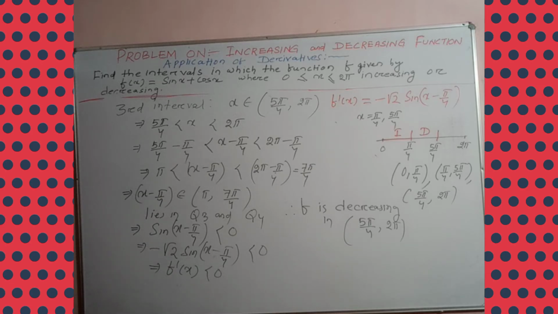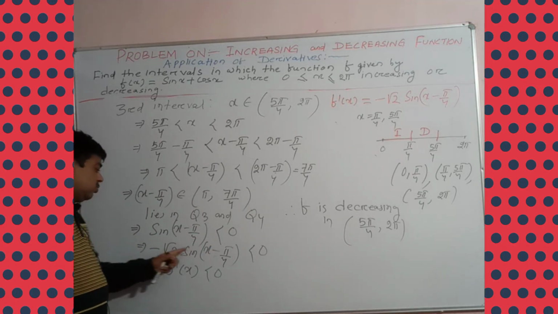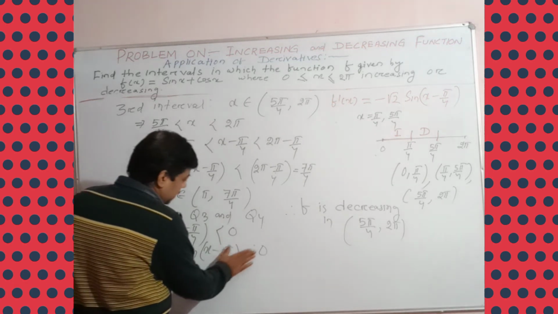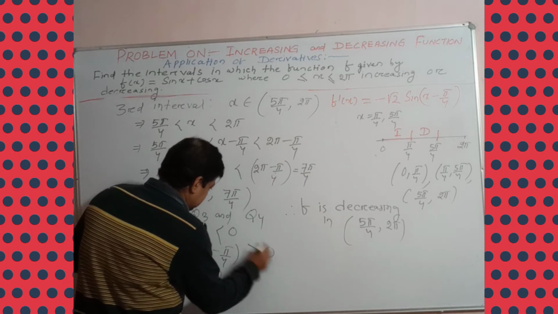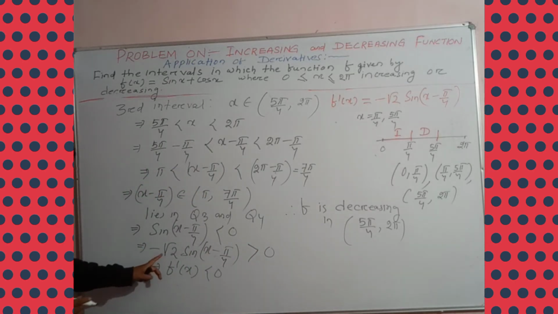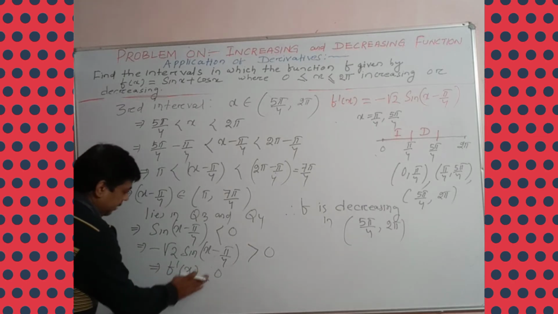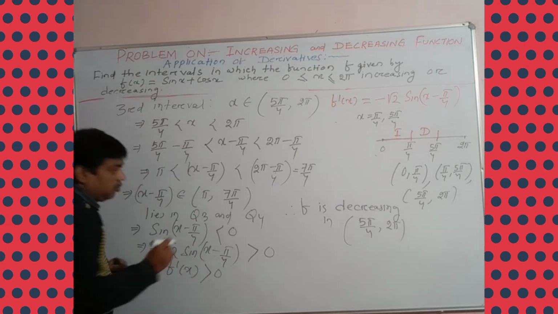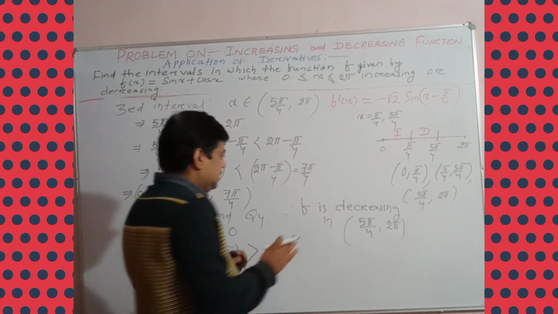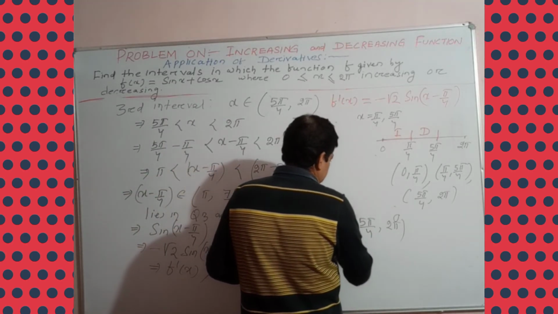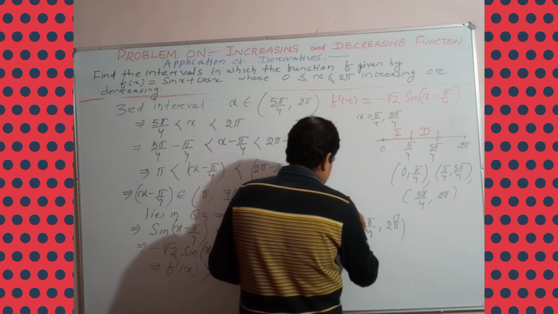One mistake, sorry. Where sin of x minus pi by 4 is less than 0, here minus root 2 sin of x minus pi by 4, one mistake is there, students. Just to rectify, this inequality will change. Sorry for that. Minus root 2 sin of x minus pi by 4 is greater than 0, and here f dash x is greater than 0. So f dash greater than 0 means what? The function is an increasing function, not decreasing. Extremely sorry for that. So it is an increasing function.